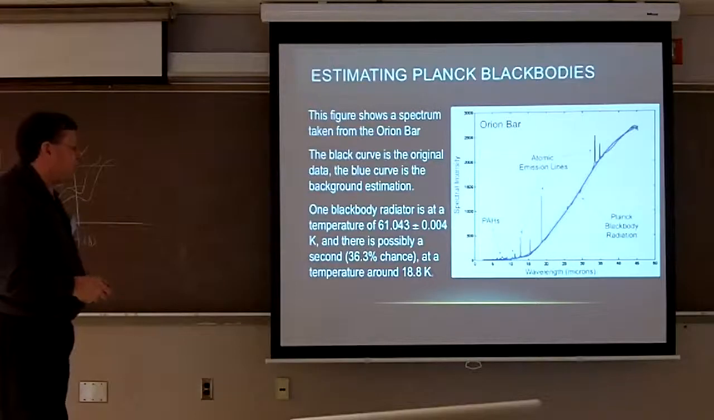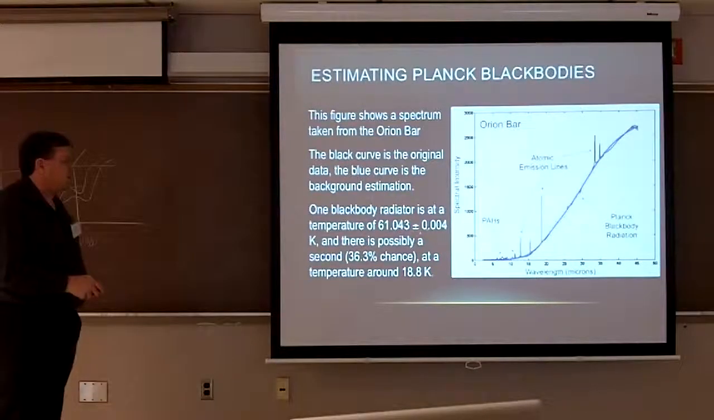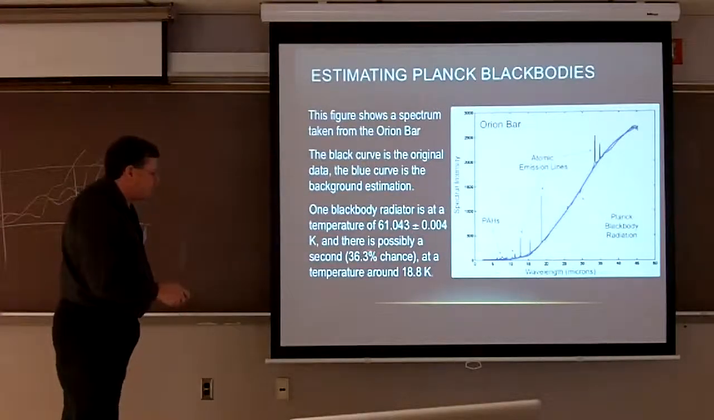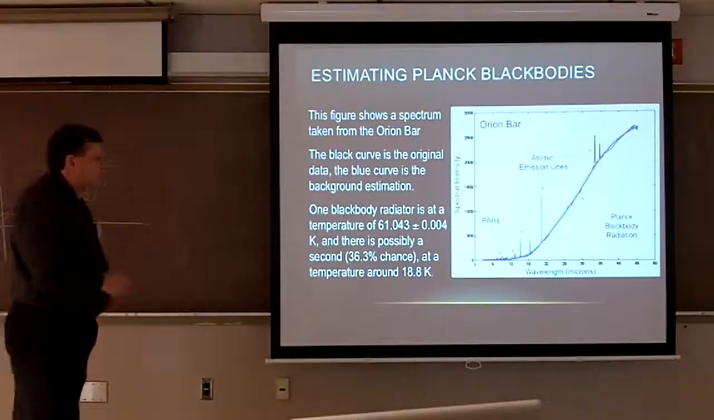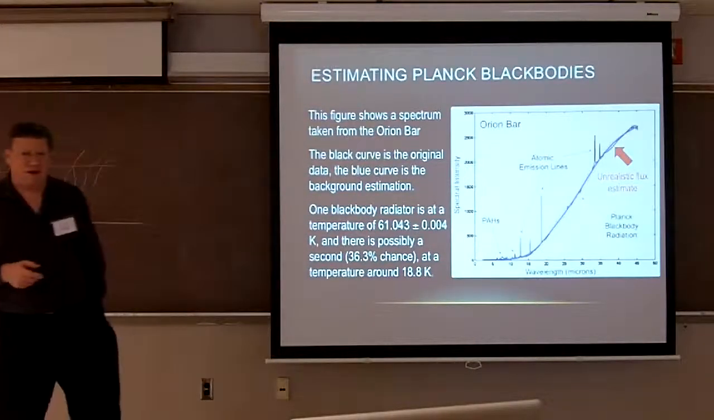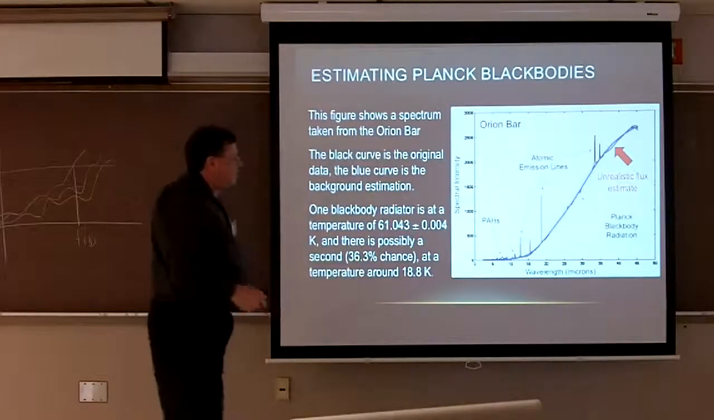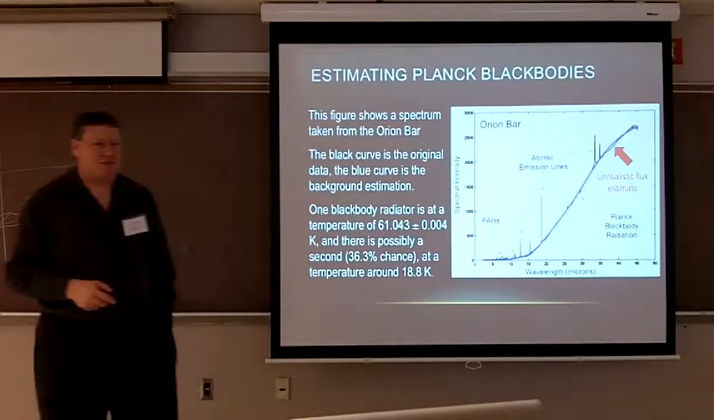So here is the Orion bar, and here is our estimate of the Planck black body radiation. And oh, very nice. We found that there's one black body radiator at a temperature of 61.043 plus or minus 0.004 Kelvin. Very nice precision. Wonderful. But then there's a 36.3% chance there's another around 18.8 Kelvin. This is all fine and good, except there's a problem, and that's the problem there. Our model is going above the actual measured flux, which means if we subtract off the background, we now have negative flux, right? So that just says that this is not a very good model.